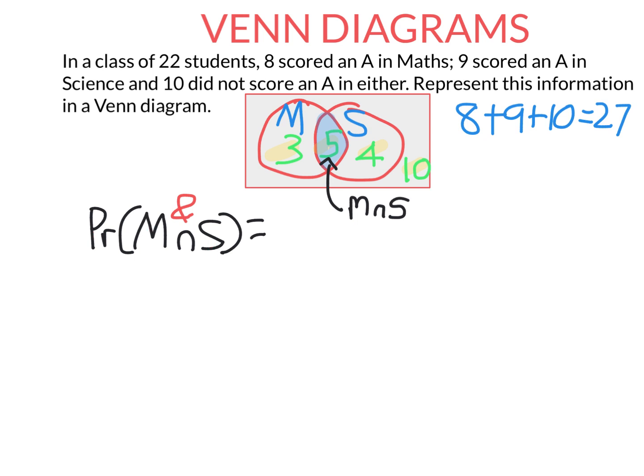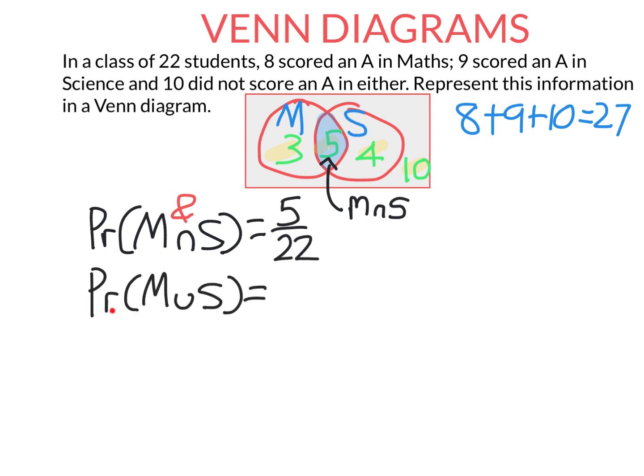If we select a student at random, what is the probability they scored an A in maths and in science? So this is just those who scored an A in both. There are 5 such students, and there are 22 in total. So now we're going to calculate this.